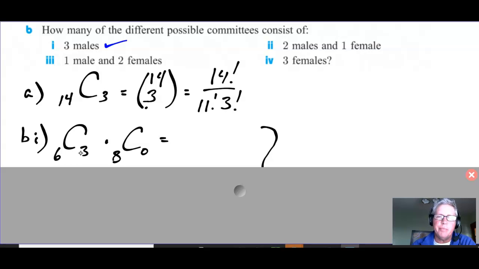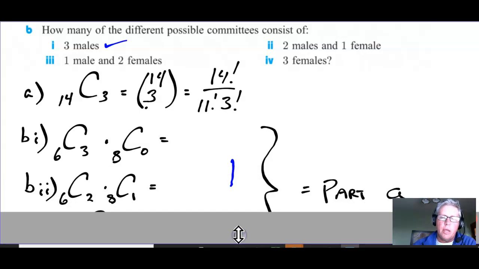We're going to get something. 2 males and 1 female then. So 2 males and 1 female. These are being multiplied because for every way you can choose 2 males, there are that many ways to choose 1 female from 8. So make sure that you are multiplying. That should be enough for you.